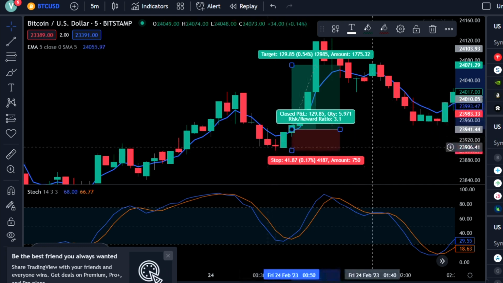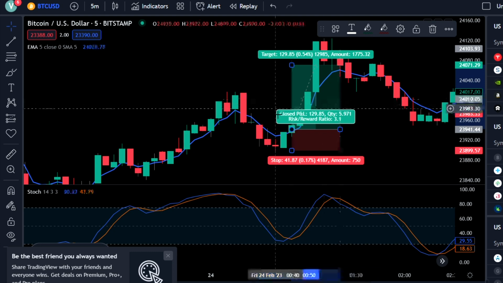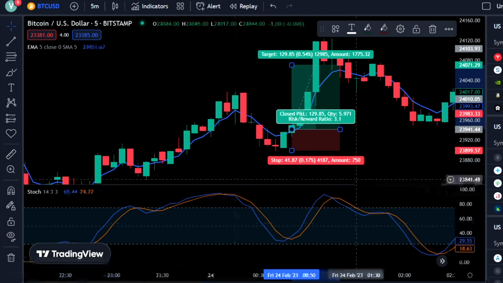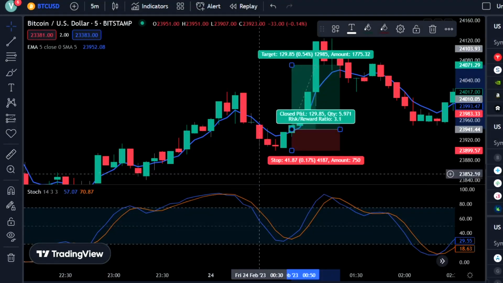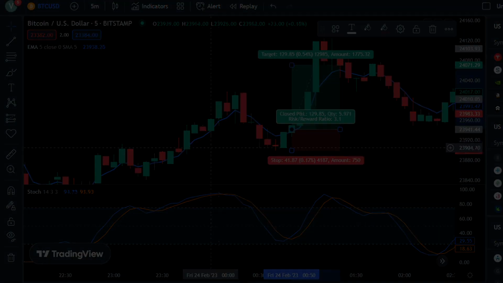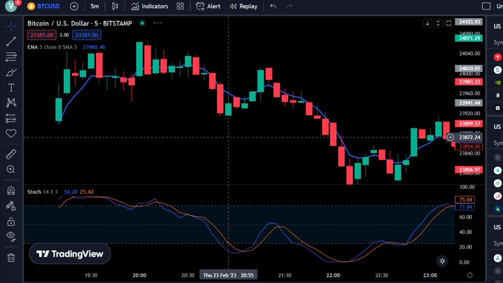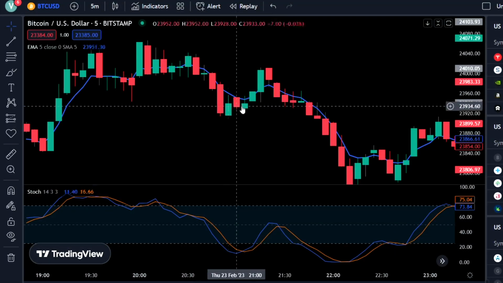Like, for instance, over here there's a crossover. Price action is below the 5 EMA. So you'd be like, okay, when there's a crossover, you get in. But when it crosses over right here, the stochastic is still outside of this range, so you're not going to get in.